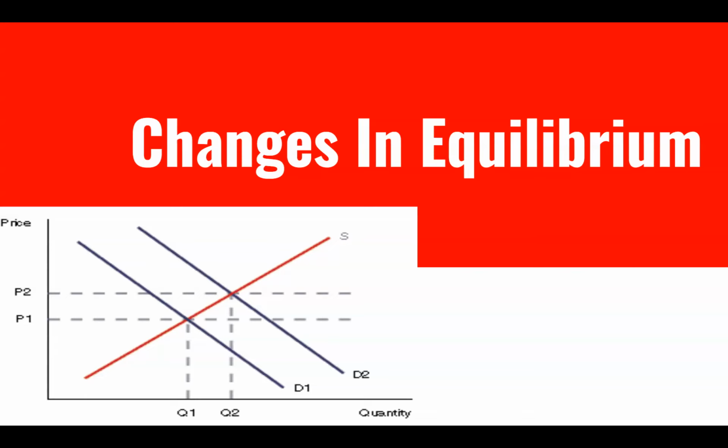Welcome back, everybody, to Unit 1, Day 4. Today, we're going to continue talking about supply and demand, this time looking at what happens to price and quantity, what happens to equilibrium when there is a shift in either demand or supply, or if there's a shift in both demand and supply. And we'll talk about how to approach a problem like that.